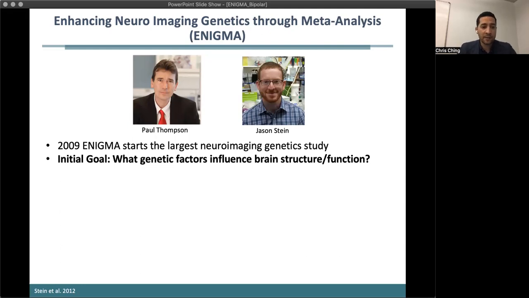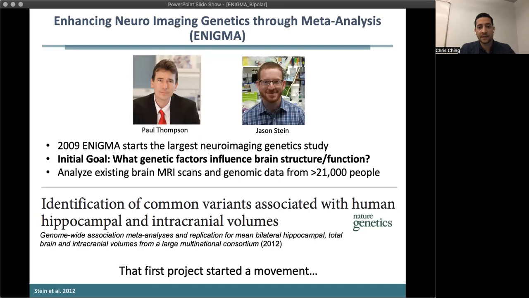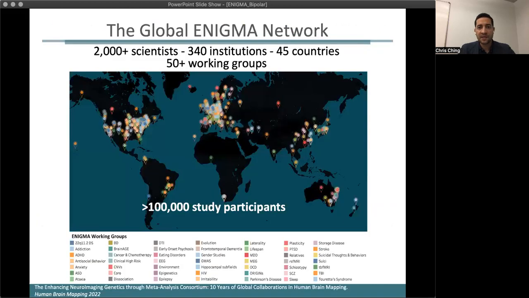They went around the world and they were able to convince a whole bunch of researchers to contribute data to this first study, conducted in a sample that was much larger than any one group could acquire on their own. And that first project really sparked a movement that's become the ENIGMA Consortium, a global network of over 2,000 scientists pooling independently collected data samples to study a range of brain conditions.